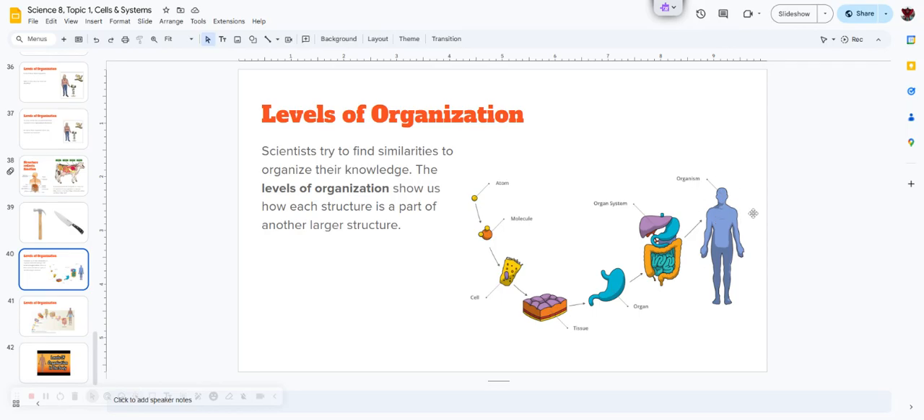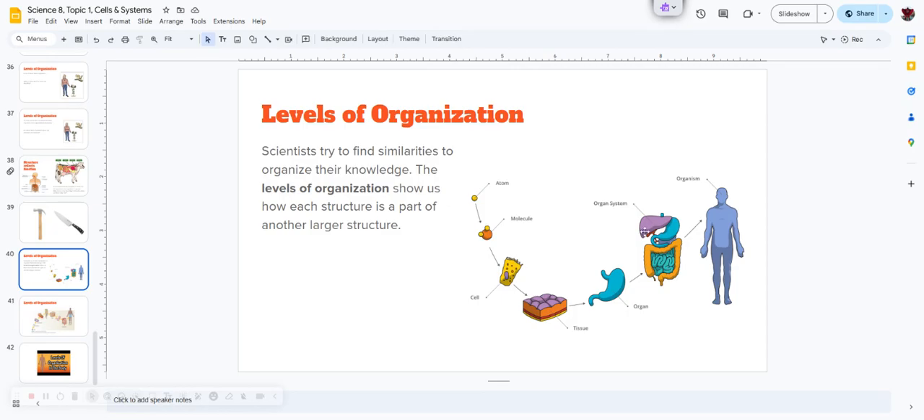This complex multicellular organism, it means it's made up of more than one cell. This organism is only able to survive because it has a number of different organ systems inside of it. And an organ system is made up of a number of different organs. This one in particular is your digestive system, and its main function is to break down food, digest it so that we can get energy and the nutrients we need.